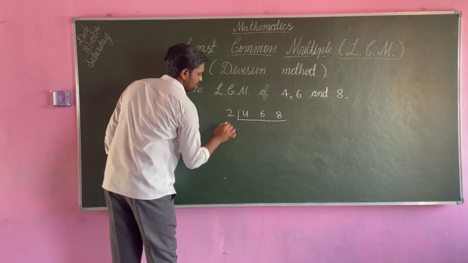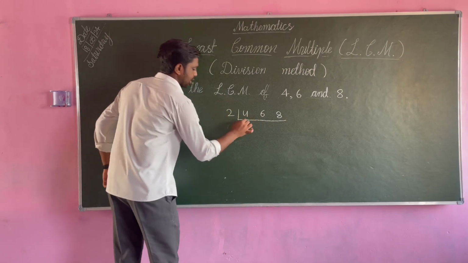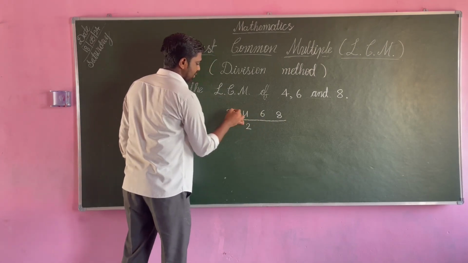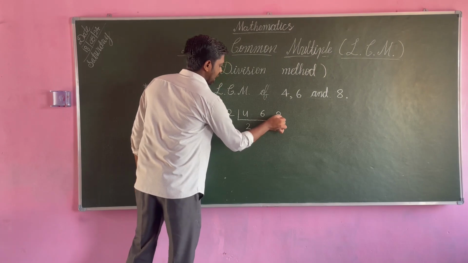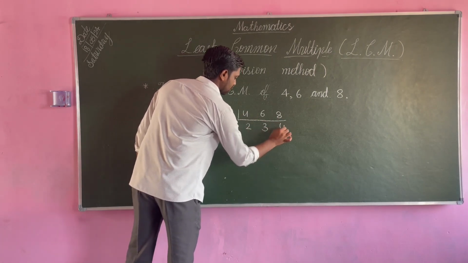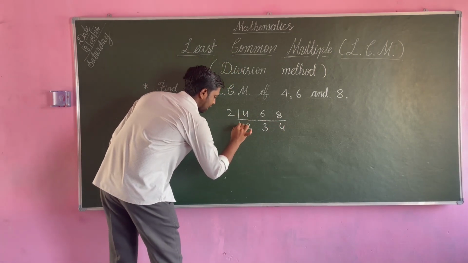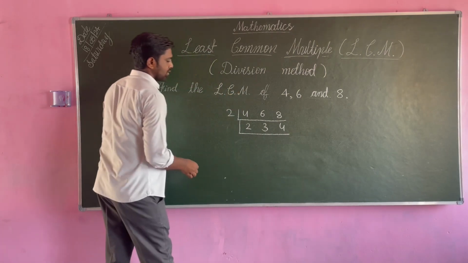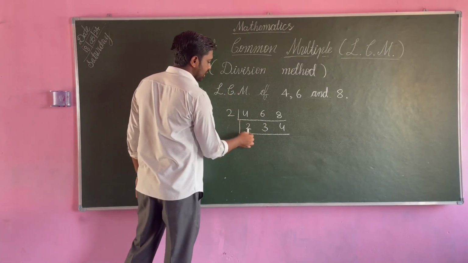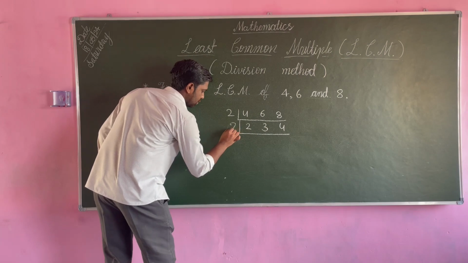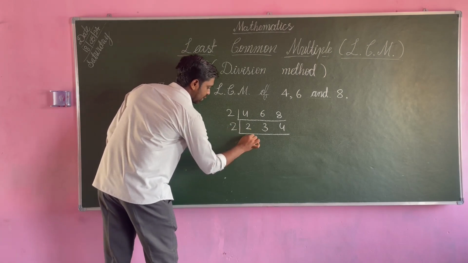2. 4 divided by 2 is equal to 2. 6 divided by 2 is equal to 3. 8 divided by 2 is equal to 4. So write the symbol again and go on dividing. Here 2 divides these two numbers, so let's write 2. 2 divided by 2 is equal to 1.